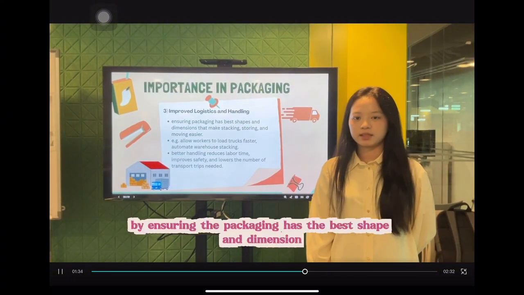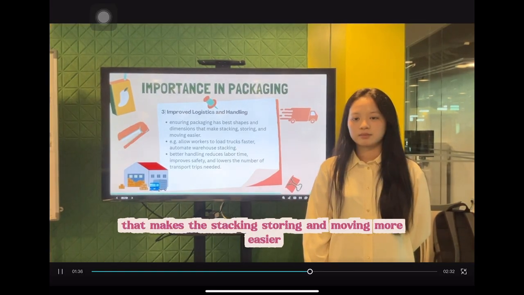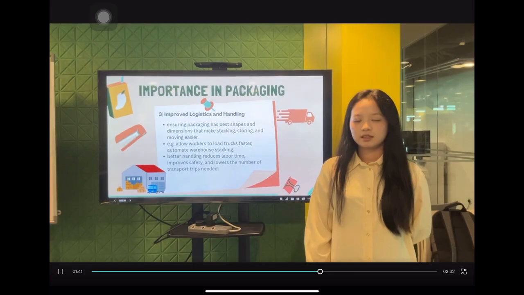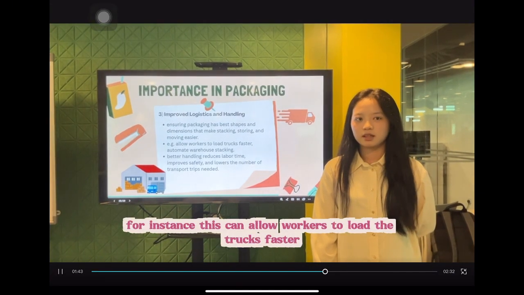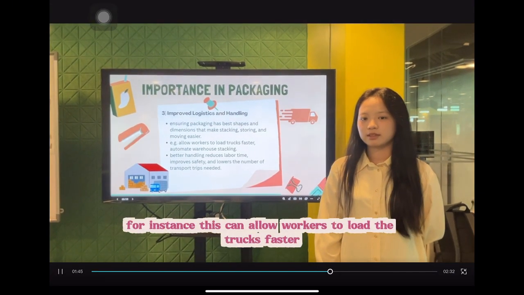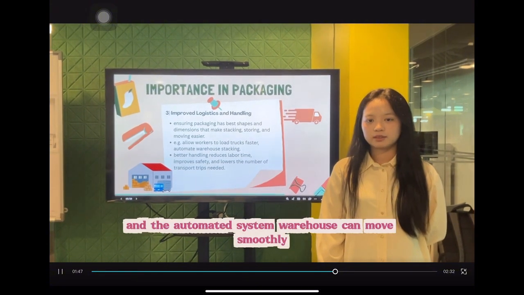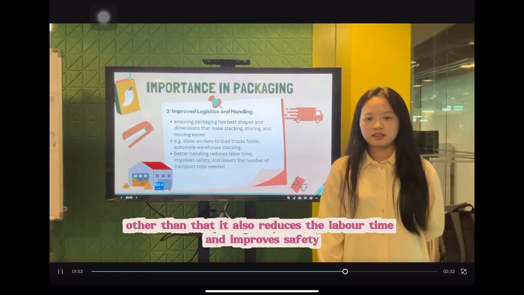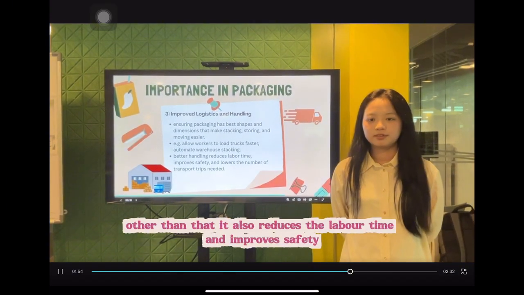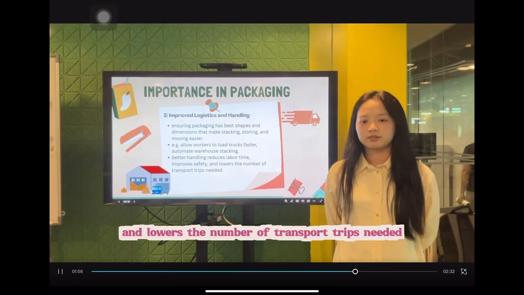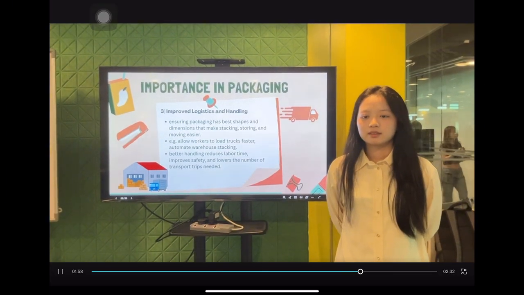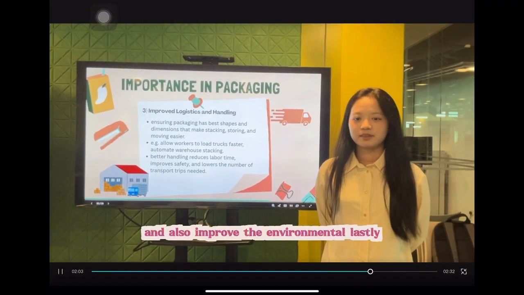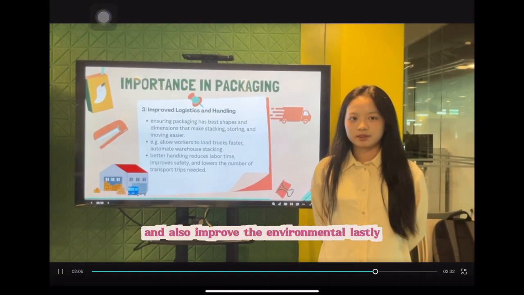Furthermore, the importance in packaging is that it can improve the logistics and handling by ensuring the packaging has the best shape and dimension that makes stacking, storing, and moving easier. For instance, this can allow workers to load the trucks faster, and the automated warehouse system can move smoothly. Other than that, it also reduces the labor time, improves safety, and lowers the number of transport trips needed. This will also lower the usage of fuel and improve the environment.